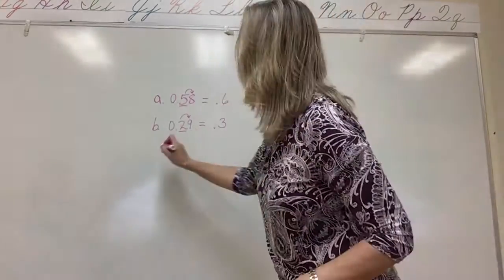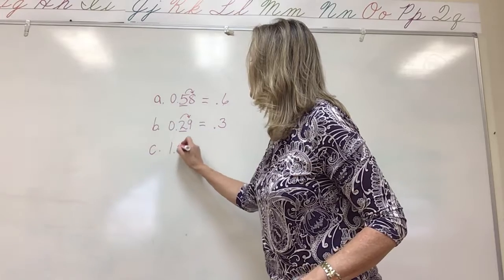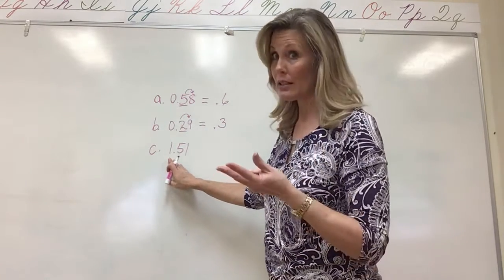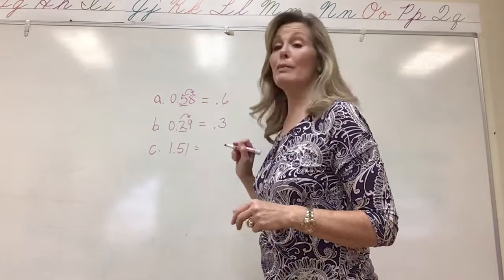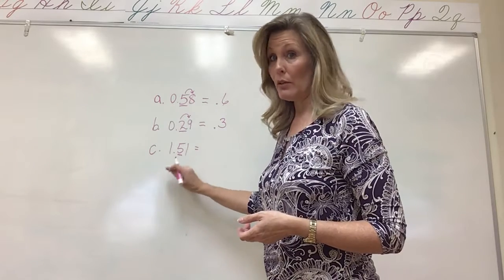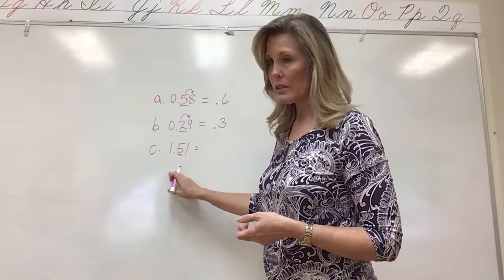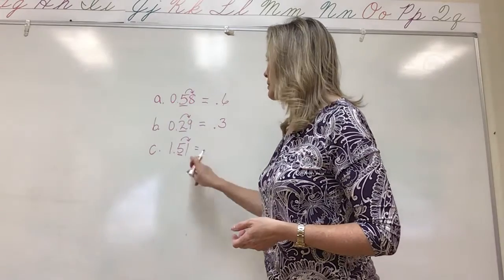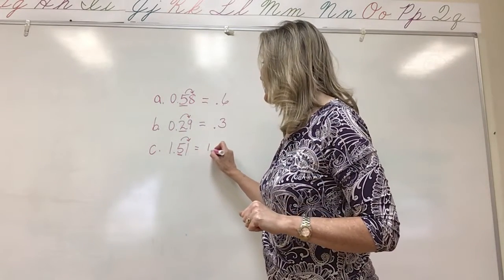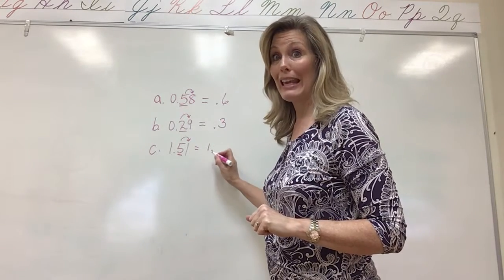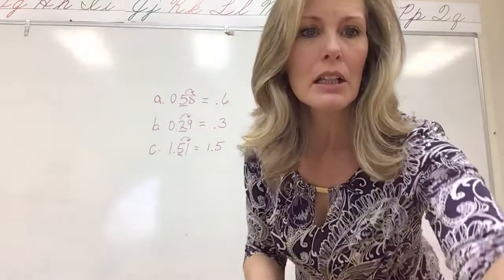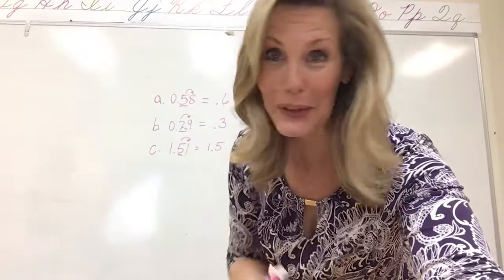Letter C, 1 and 51 hundredths. I didn't have to put a 0 here because it already has a digit in front of the decimal. Okay, where's my tenths place? It's the first place after the decimal. I don't want to get confused just because I have more digits. Look next door, 1, let it rest. Everything in front of it stays the same. 1 and 5/10. Okay?